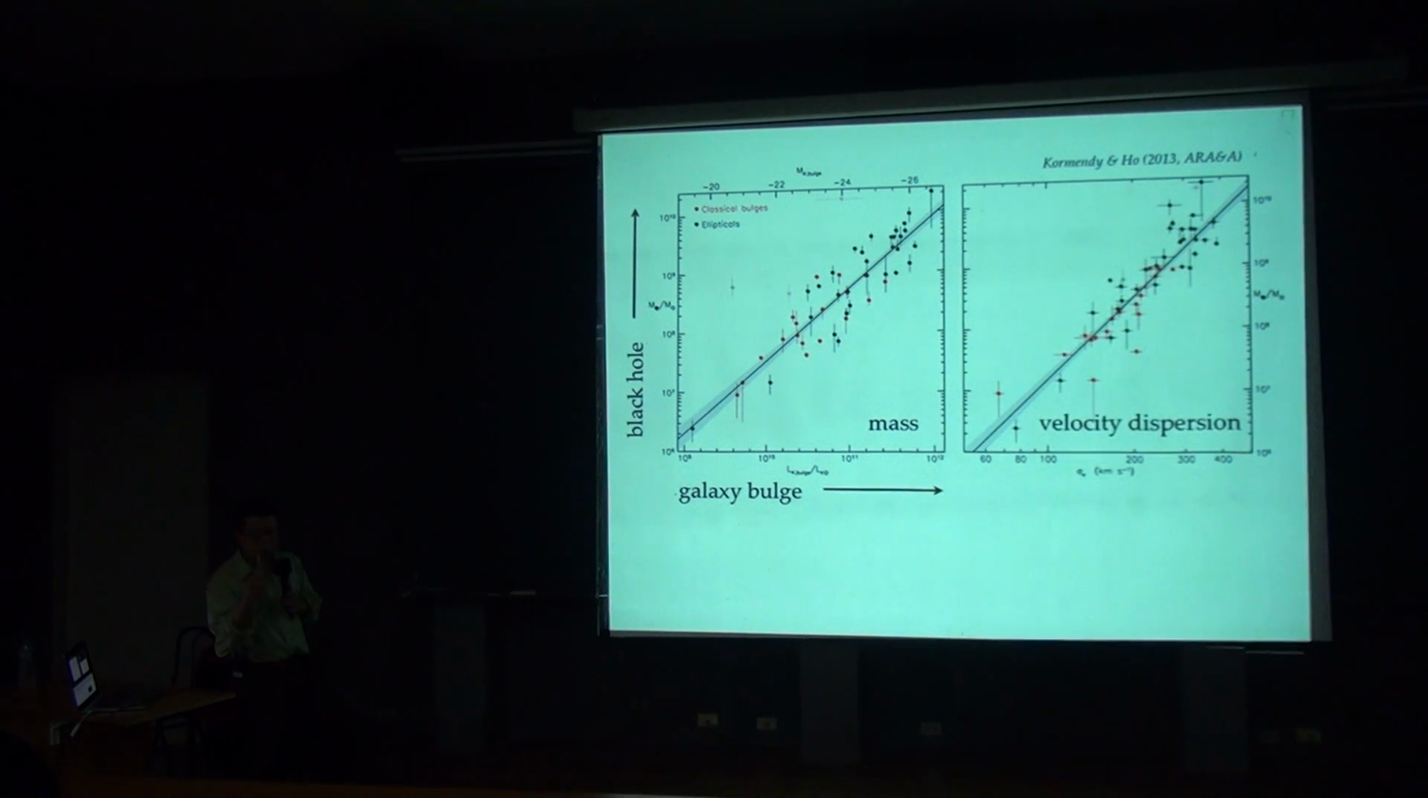Objects, this thing is driving me crazy. These are the elliptical galaxies, and the red points are what we call classical bulges. So this is a bit technical, but for the non-specialist, just consider bulges come in two types.